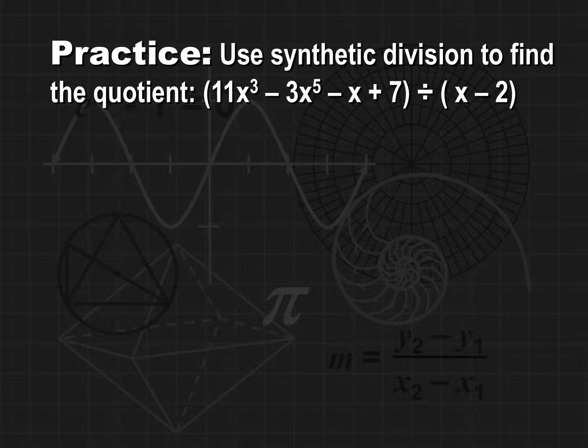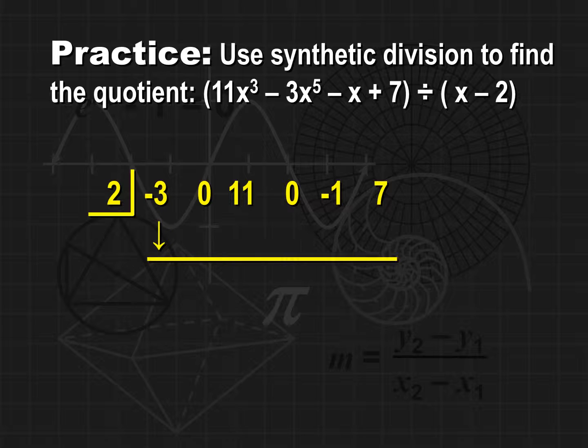Let's do another practice problem using that. 11x cubed minus 3x to the 5th minus x plus 7, and we're going to divide by x minus 2. So here are our leading coefficients, and here's our a value. So notice this was x minus 2. Remember, we want to be in the form of x minus a, and so we can identify our a value. Well, it's already in the form x minus a, which means our a value is simply 2.